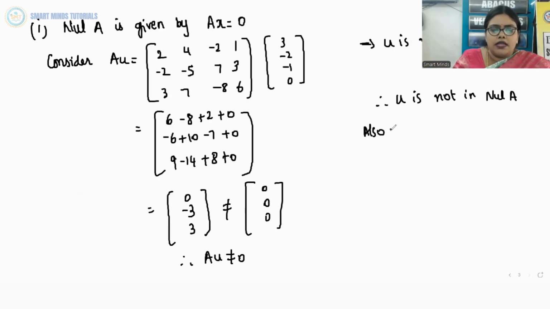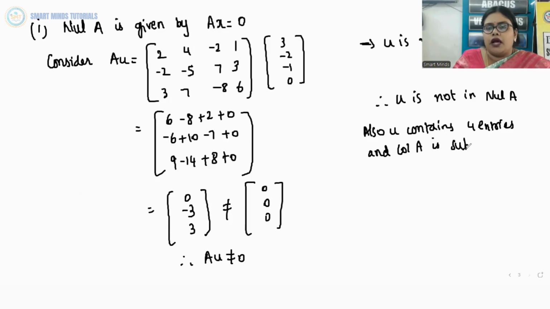Also, you can see U contains 4 entries and Col A is a subspace of R^3. Therefore, U could not be in Col A also. So, U is neither in Null A nor in Col A.